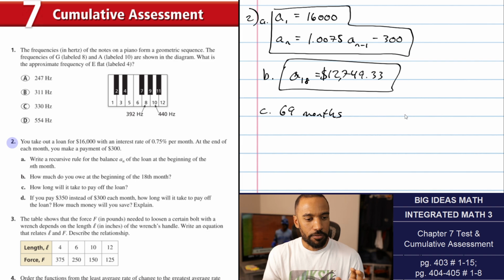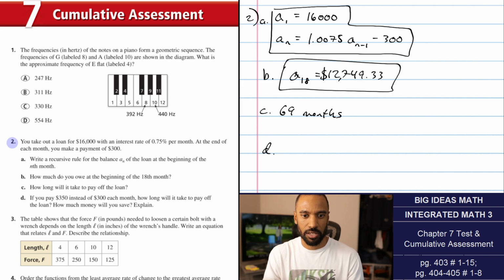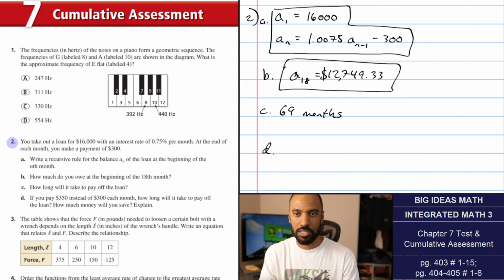Part D, if you pay $350 instead of $300 each month, how long will it take to pay off the loan? How much money will you save? Explain. So now I have to figure out, I don't know how to figure out how much money I'll save with that. I have to think about that. Let's keep these intact. Okay, keep those intact. And let's do, instead, a different one on this side.